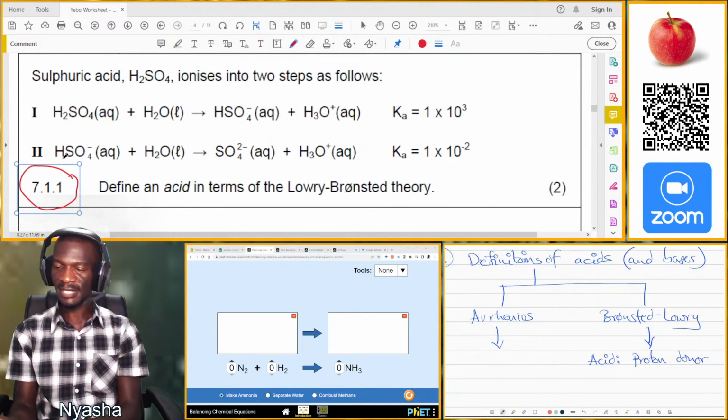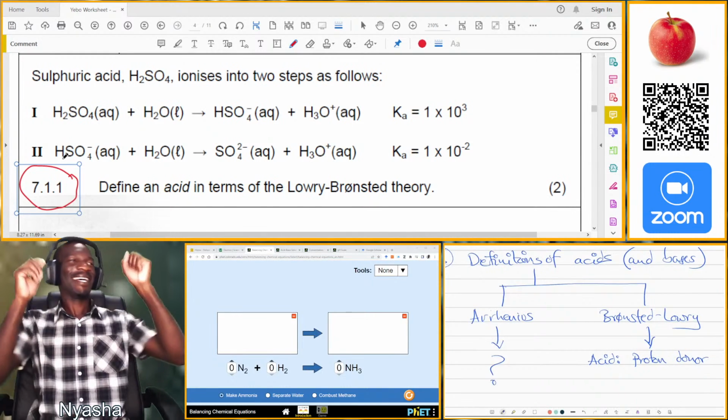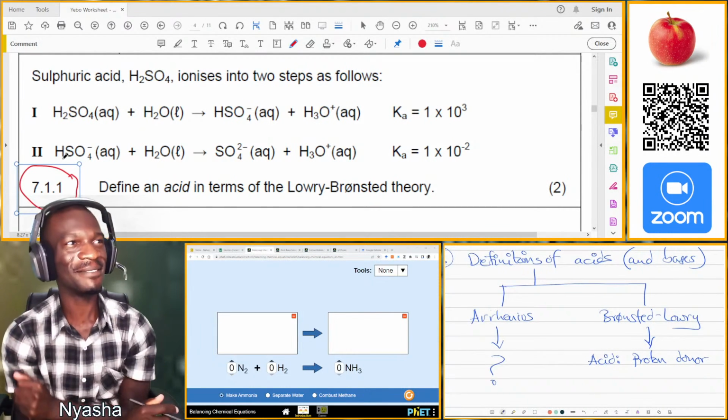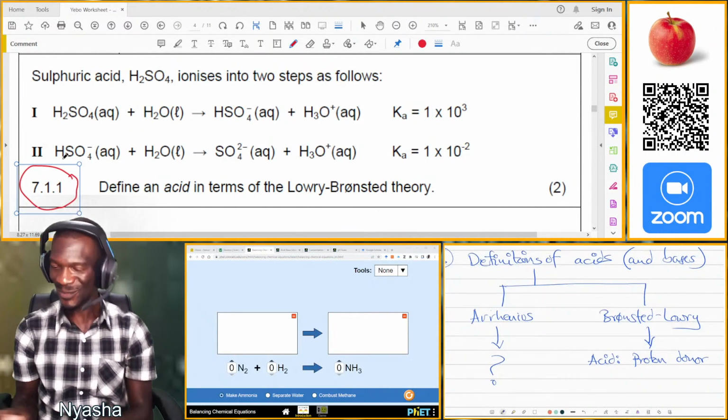How about Arrhenius theory? I'm tempted to give you one piece of homework. All right, no more homework.